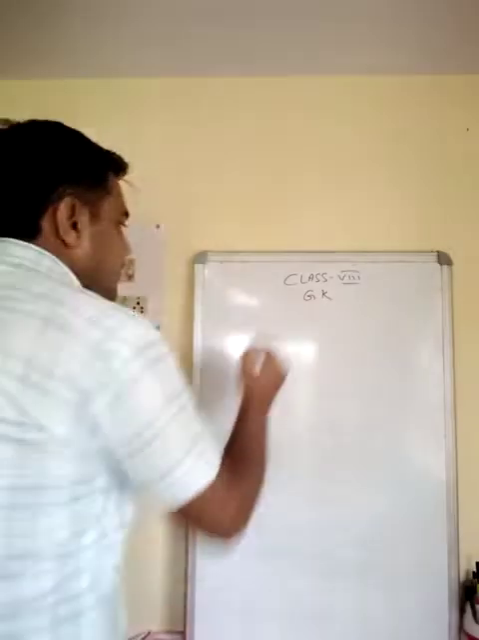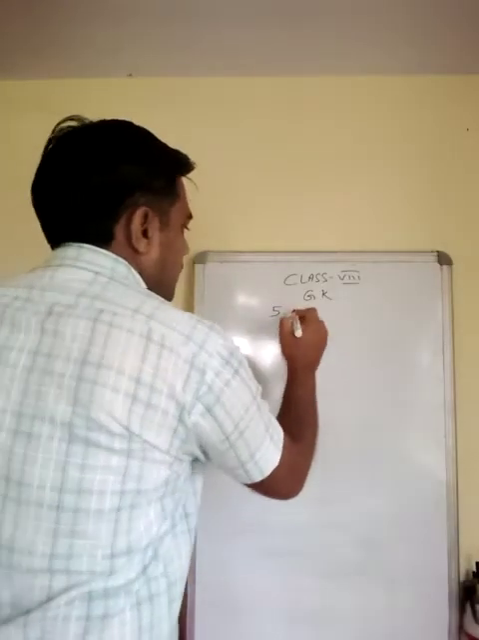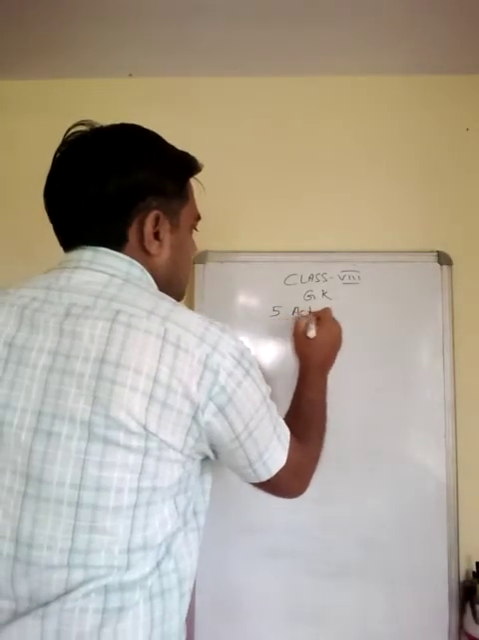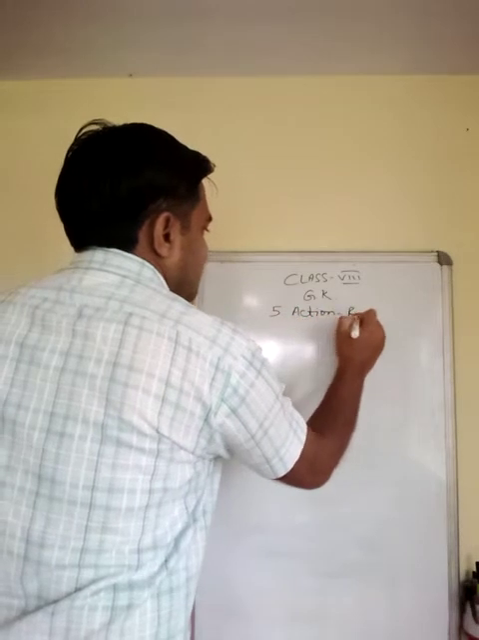Dear children, the chapter that we are going to do today is a bit of a moral science bent, or what we can say inclined towards moral science. The name of the chapter is the fifth chapter from your GK book, Action, Reaction.